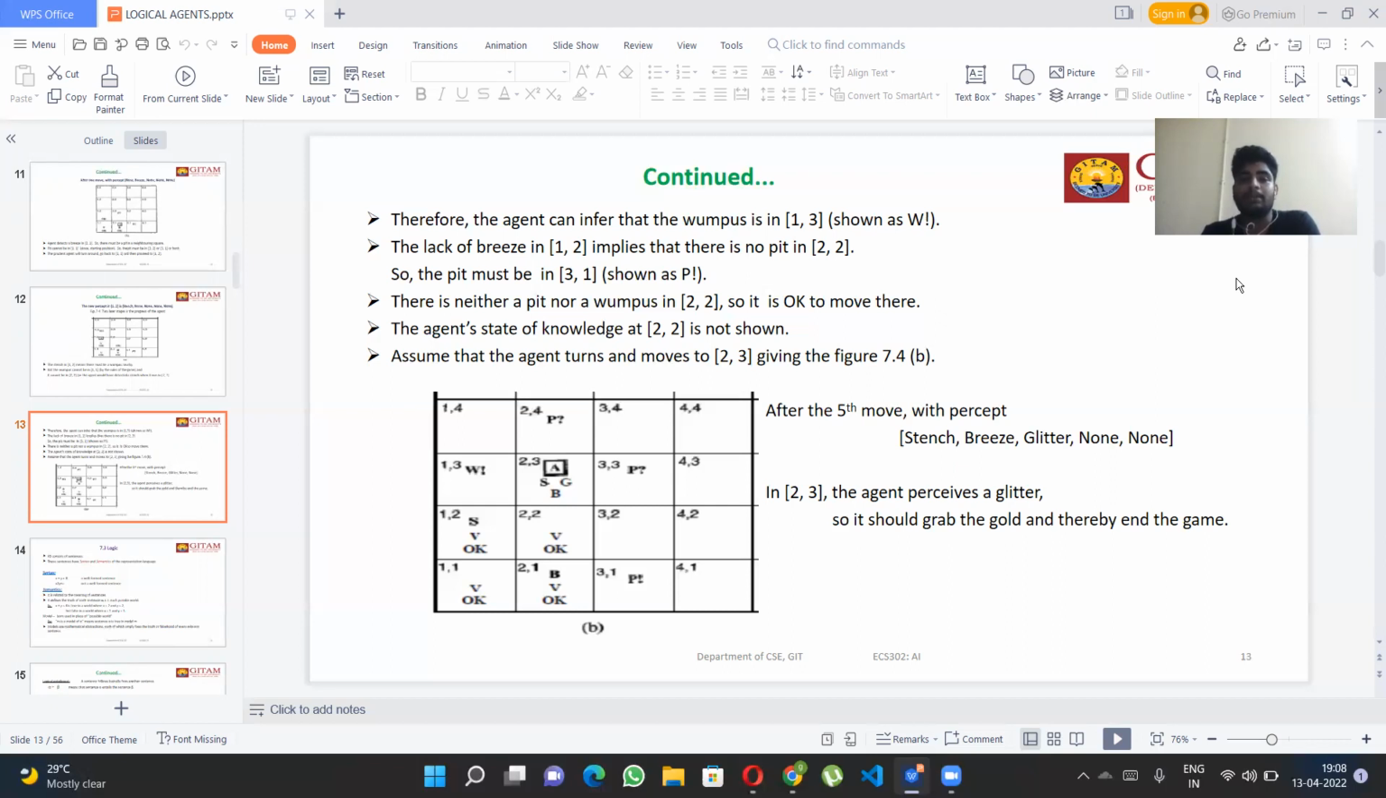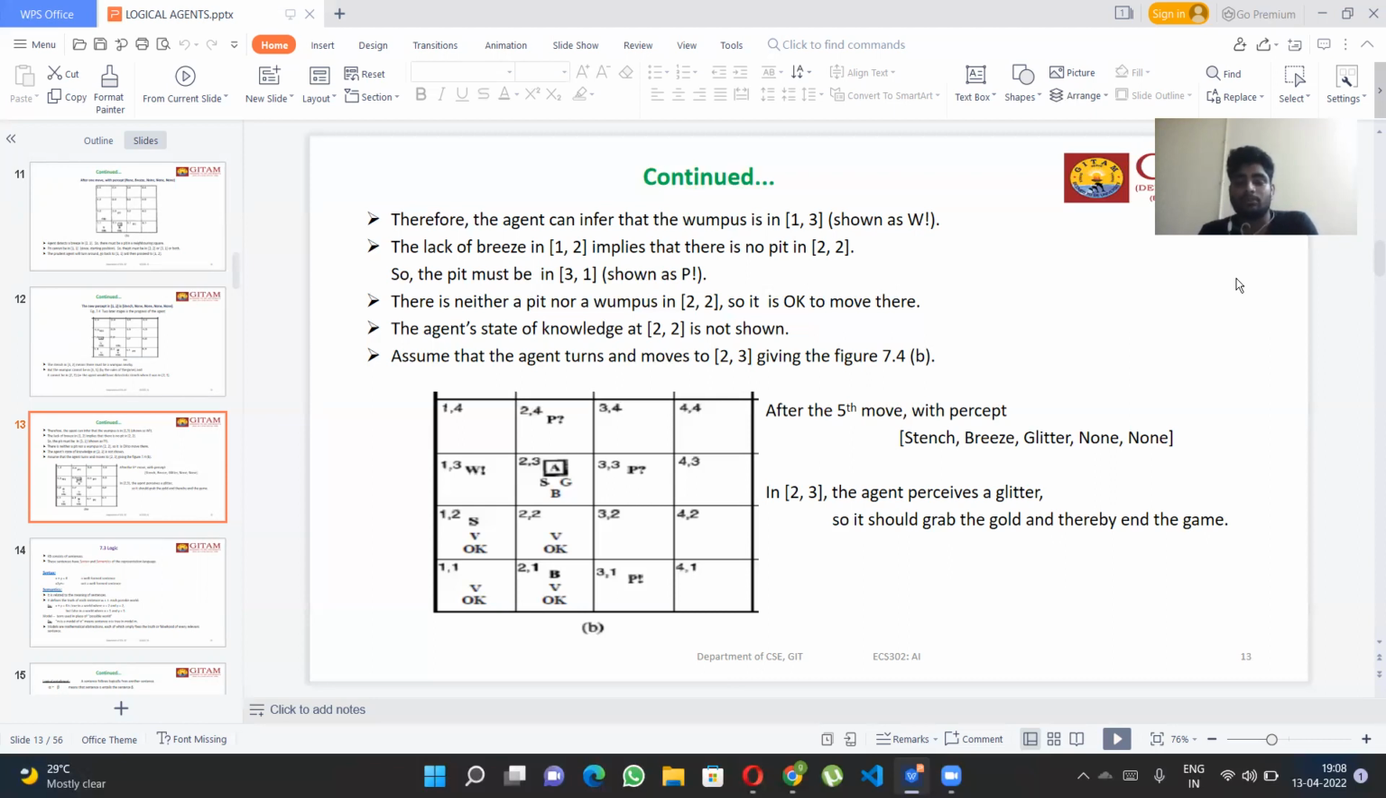There is neither a pit nor Wumpus in 2,2. If there is no pit or no Wumpus in 2,2, we can move forward. Then the agent's state of knowledge at 2,2 is not shown. Assume that the agent turns and moves to 2,3; we can see in figure 7.4 in the previous slide.